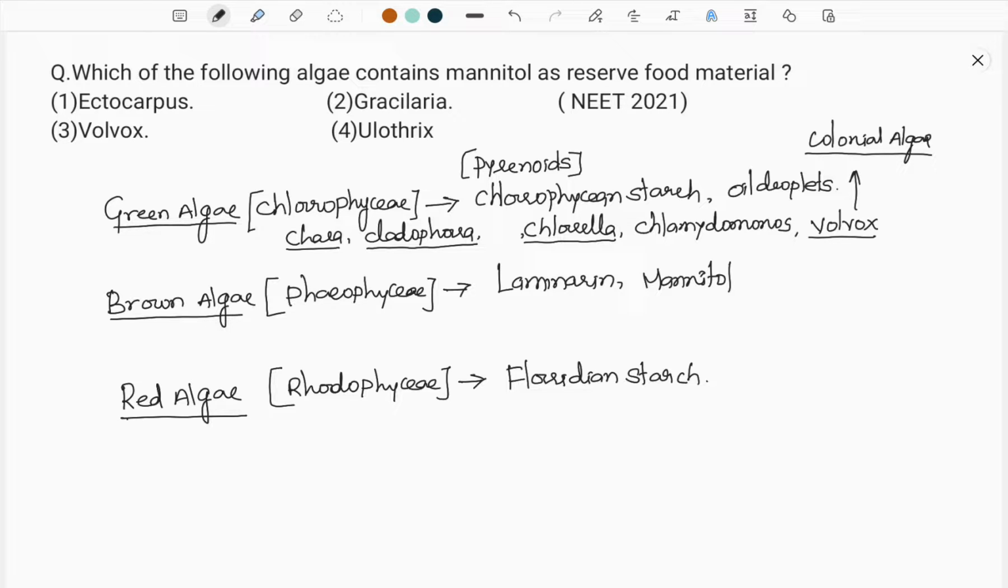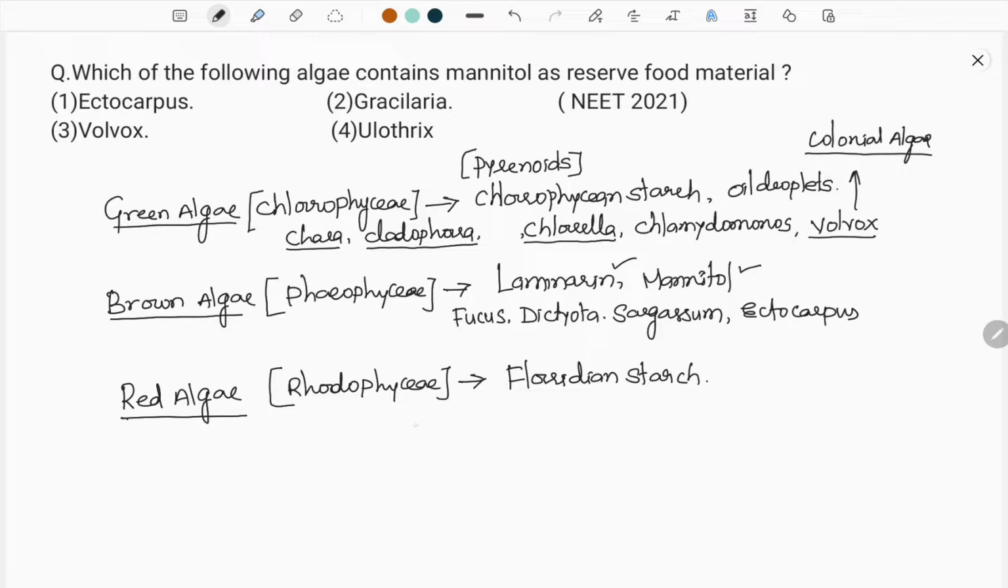Next, coming to the Phaeophyceae members, that are brown algae, which store food material in the form of Laminarin and Mannitol. We have examples for this Phaeophyceae. Fucus is one such example. Dictyota is another example. Sargassum is another example. Ectocarpus is another example. So in all these members, the food is stored in the form of Laminarin and Mannitol.